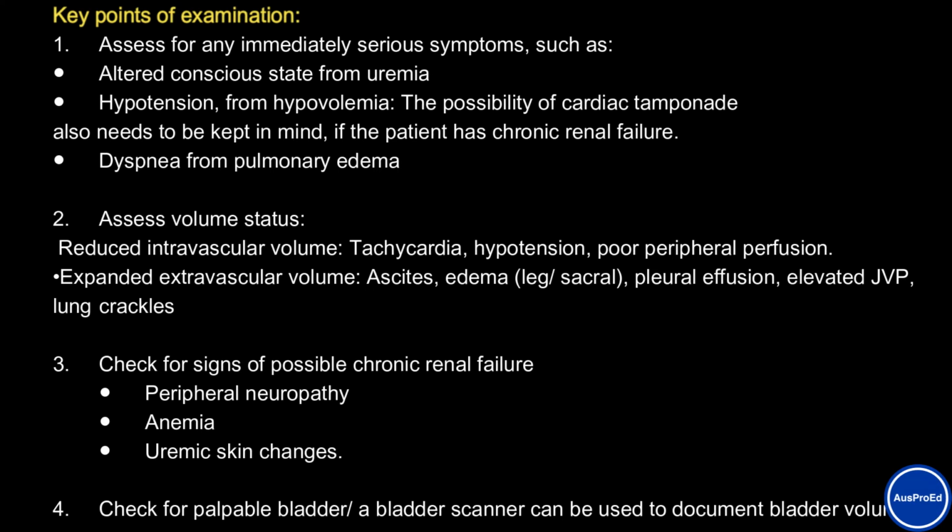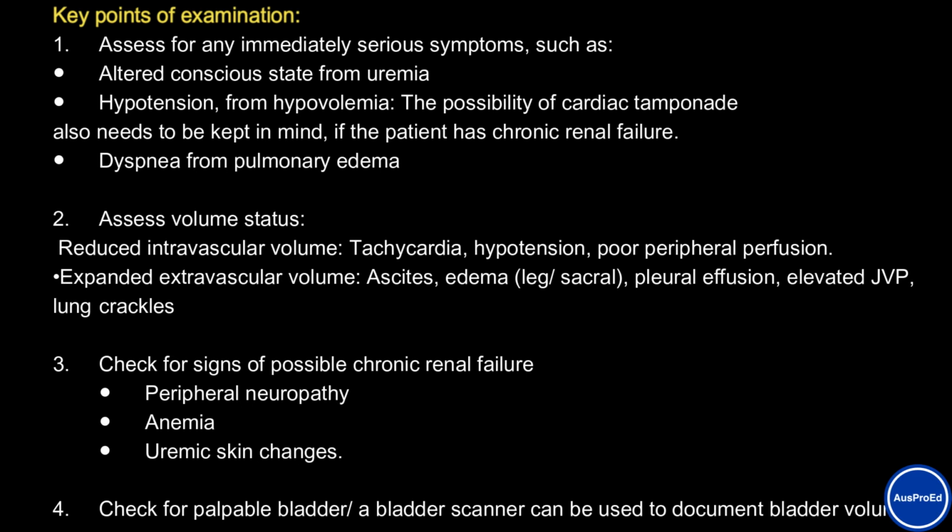Important points on examination. Assess for any immediately serious symptoms such as altered consciousness state. This can happen from uremia. Look for any hypotension from hypovolemia. The possibility of cardiac tamponade also needs to be kept in mind. If the patient has chronic renal failure, then look at the breathing. Is there any dyspnea, especially from pulmonary edema?